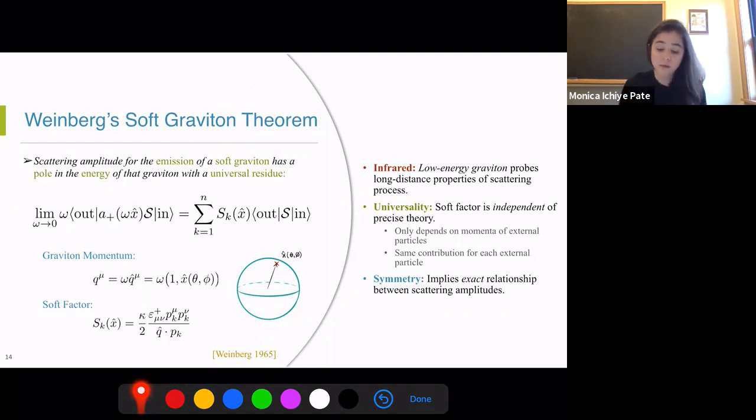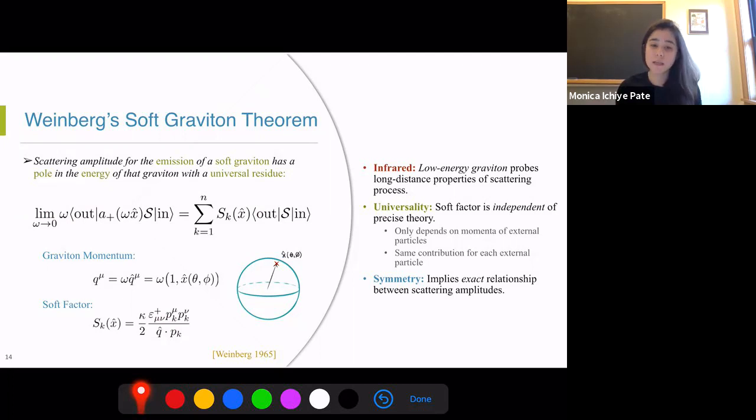And moreover, the residue of that pole, which can be extracted by multiplying by the energy and taking it to zero, is universally given by the scattering amplitude without that soft graviton multiplied by a number which is known as the soft factor. So the soft factor is a function of the direction in which the soft graviton propagates, its polarization, and the momenta of the other particles participating in the scattering process.